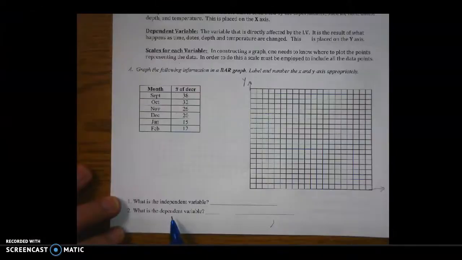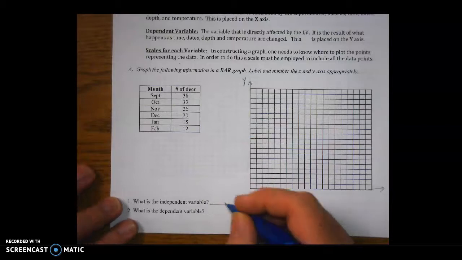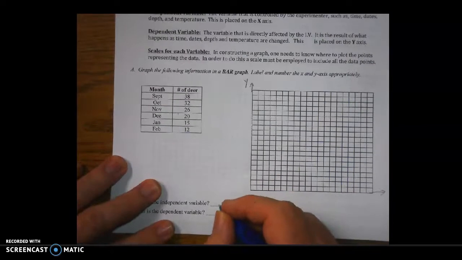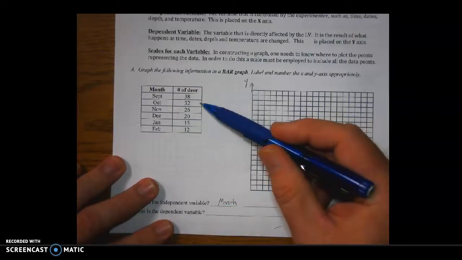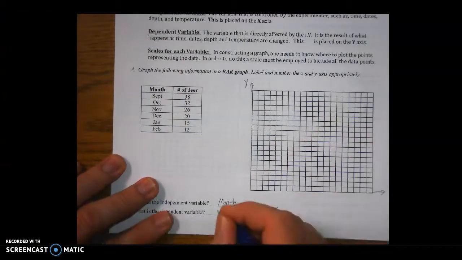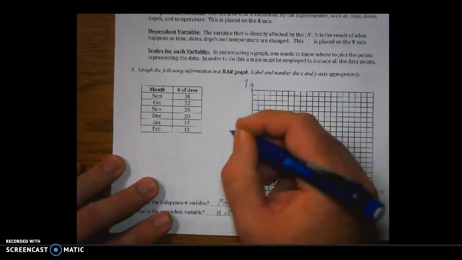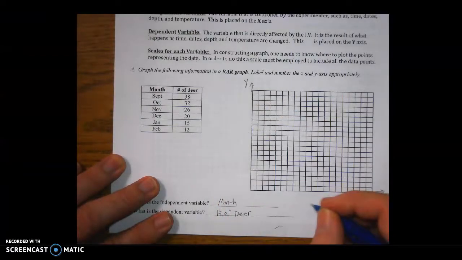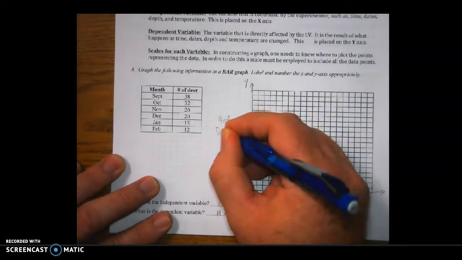First things first, we need to identify the independent variable. And the independent variable is the thing that we're changing as a scientist, and we are changing what month we are looking at, whether we're going out and counting. So what we're changing is the month, our independent variable, and what we're measuring is we're actually counting the deer. So the number of deer is our dependent variable. And so let's go ahead, and independent variable goes on the x-axis, dependent variable on the y-axis.